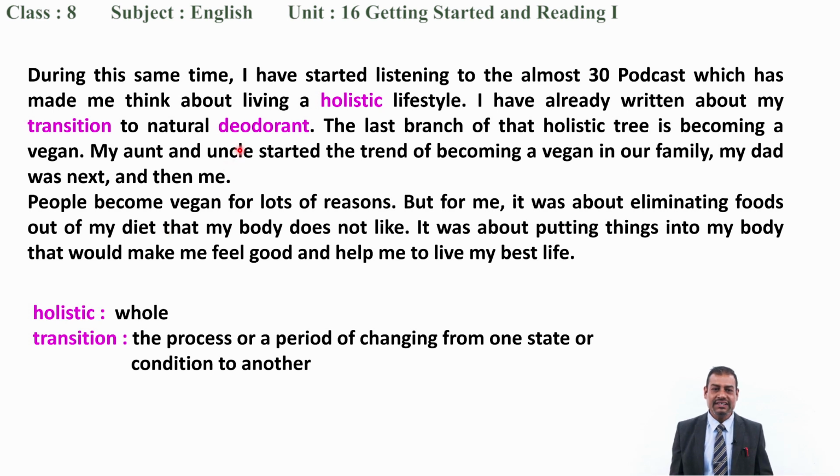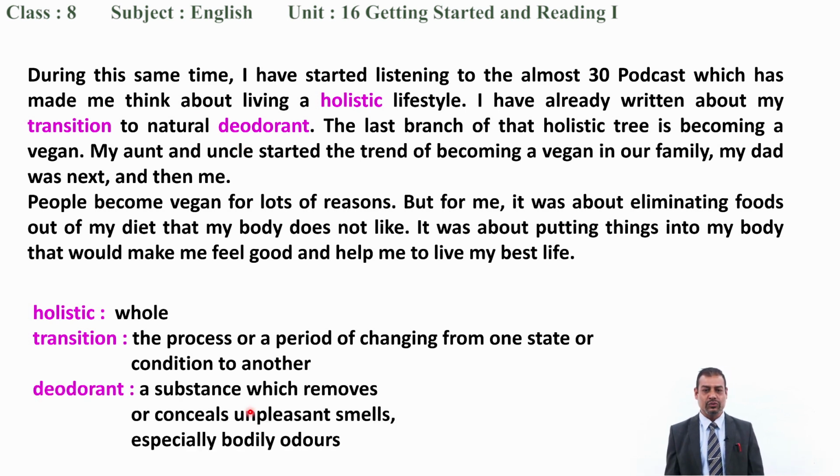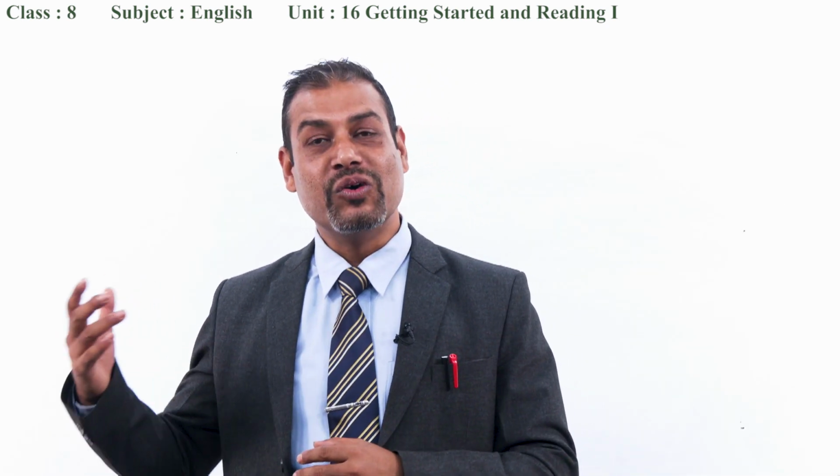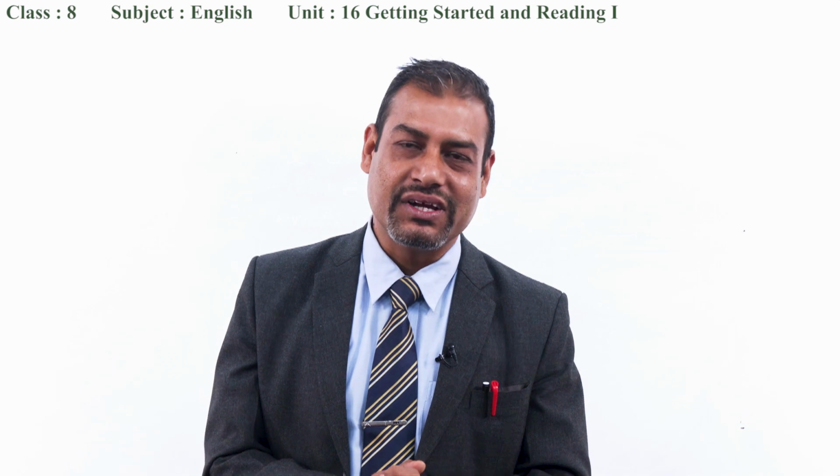Now, the next one you can see here, deodorant. What does it mean? How do you pronounce deodorant? It means a substance which removes or conceals unpleasant smells, especially bodily odors. Sometimes we can be sweating and from there we get bad smell from our body, and this deodorant prevents that type of smell from coming out of our body, and removes unpleasant smells. Okay, have you got it? Good. If so, again, we have some more paragraphs and you have to read with me.